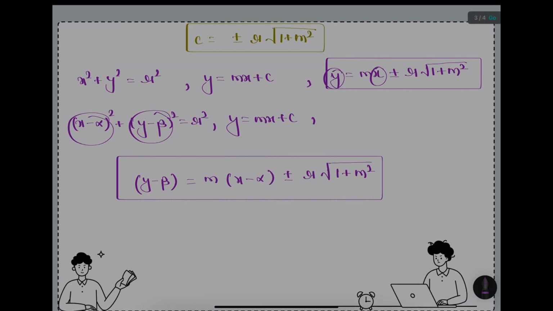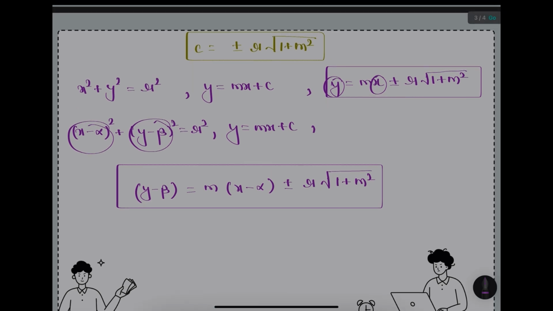So c is equal to plus minus r times root over 1 plus m square. I hope this concept is clear now.